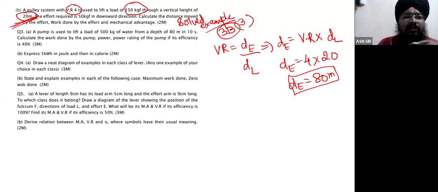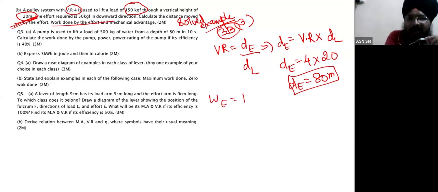Second thing they are asking is work done by the effort. We know that work done is force into displacement. So work done by the effort will be effort multiplied by displacement due to effort. How much effort has been there? That is 50 kgf. Here it is given: the effort required is 50 kgf in downward direction.